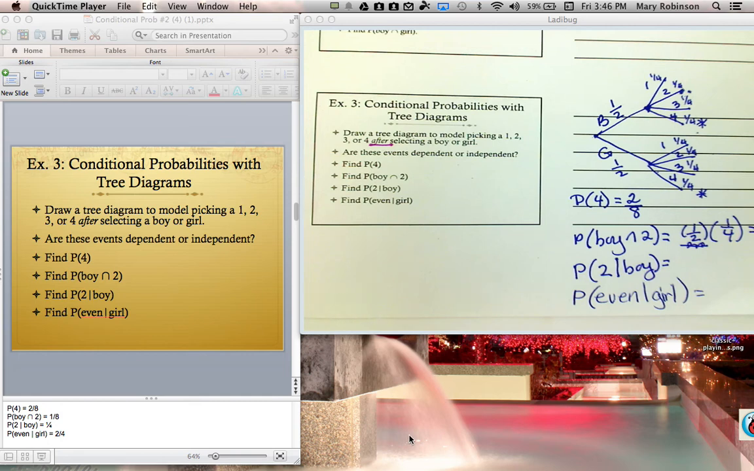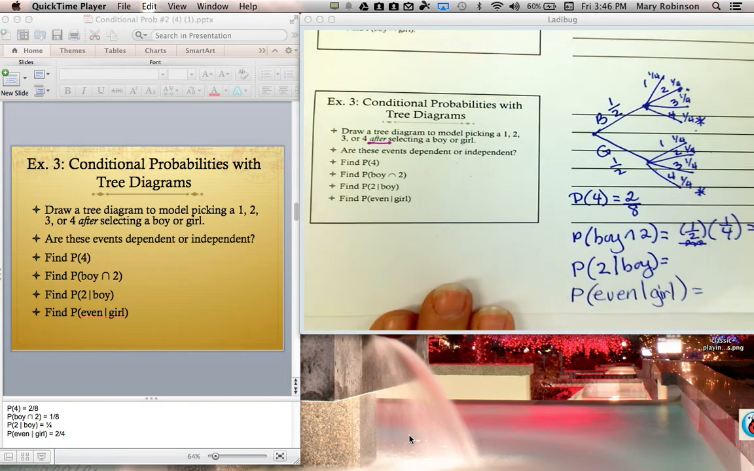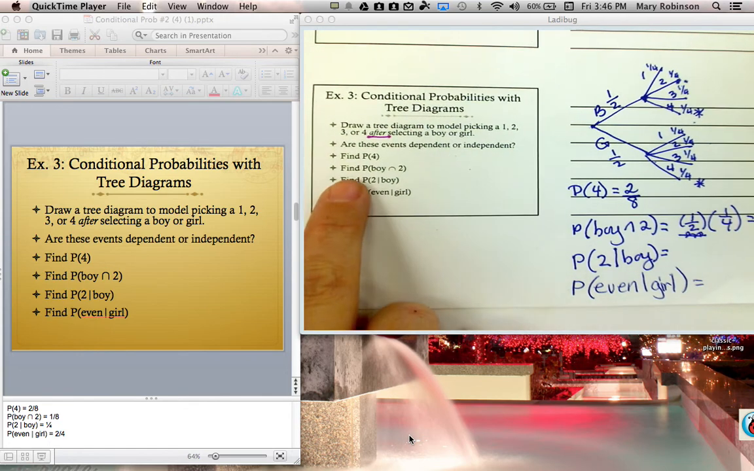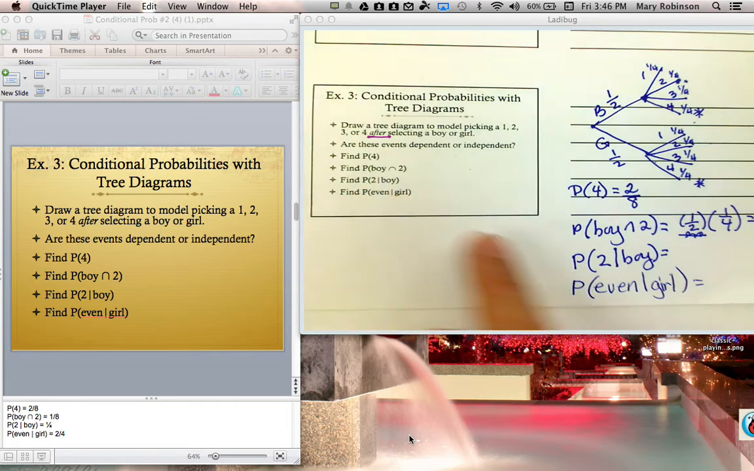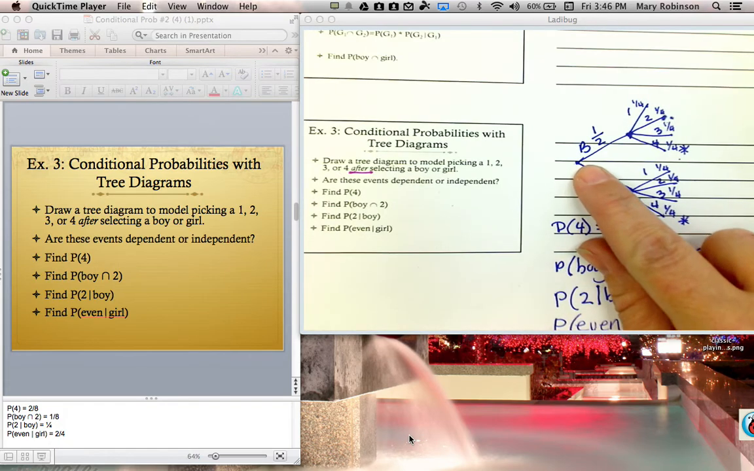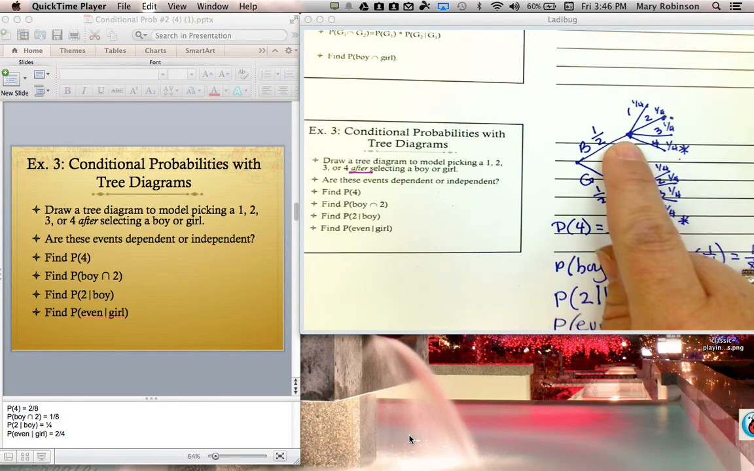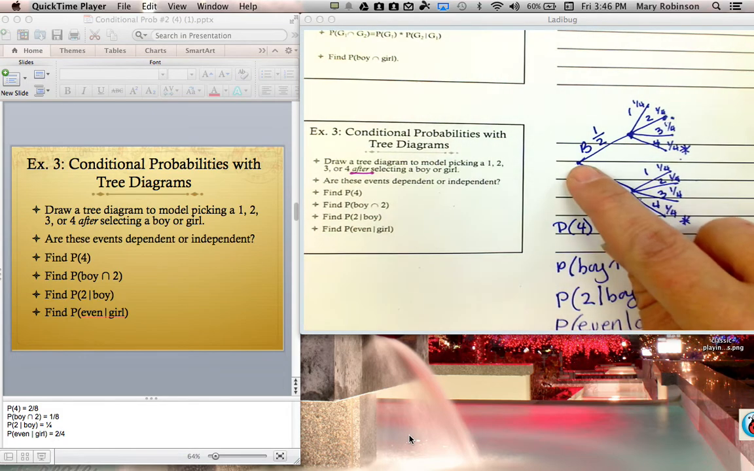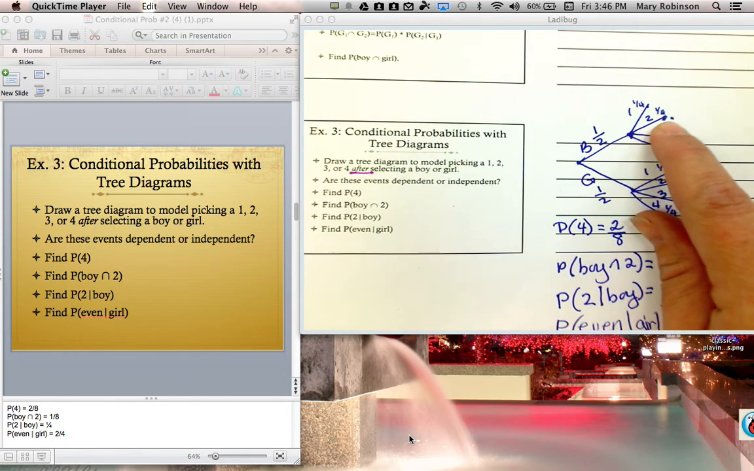Hi, this video is part 2 of conditional probabilities. We are picking back up with example 3 on conditional probabilities with tree diagrams. When we left off, we had just finished finding the probability of boy and 2, where you multiply the probability of boy times the probability of 2.